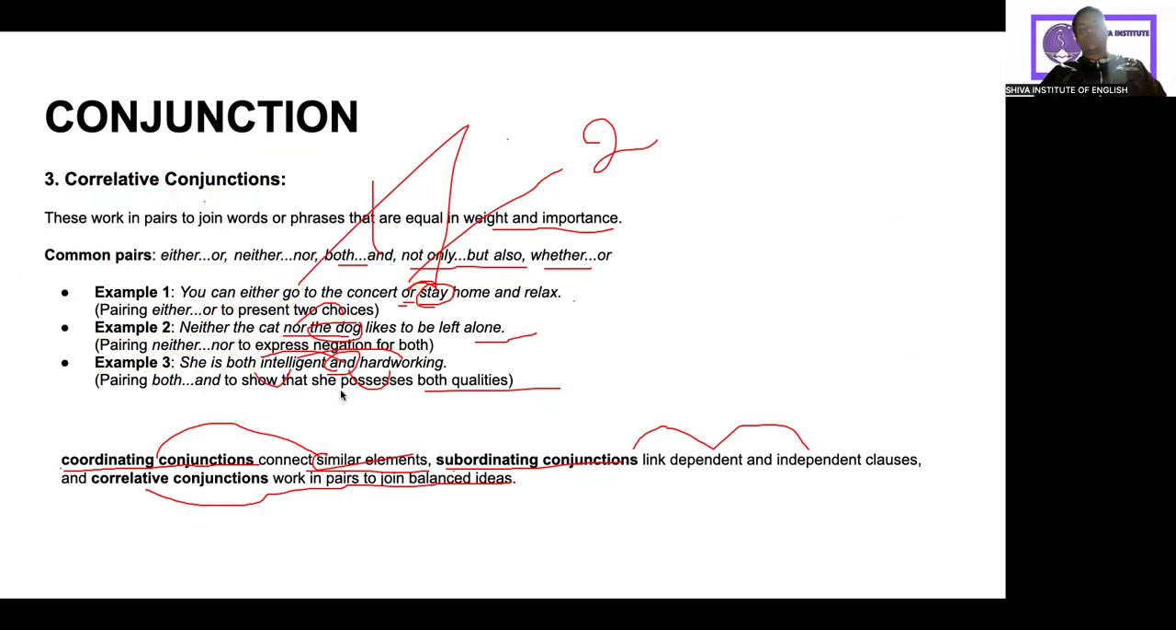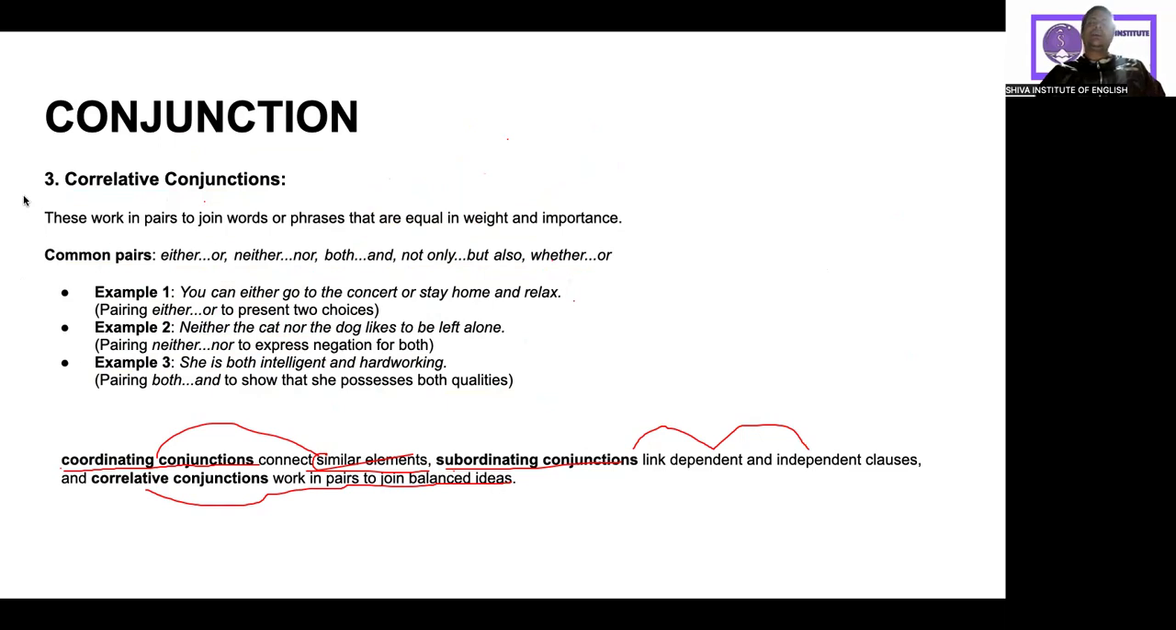Did you get it? Yes, sir. Okay, just one last time, the examples of subordinating conjunctions. They generally join dependent and independent clauses. Dependent means incomplete and independent means complete. So, for a complete sentence, you can say, I took my food, or I took my dinner, isn't it?